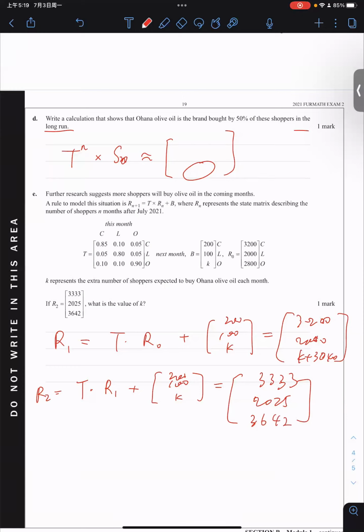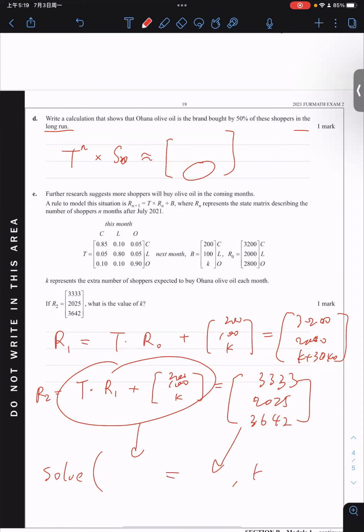All right, use your solve function now because you can have an equation about K. You solve this one equal to the given matrix, comma K, and you can work it out. The K is equal to 200. Nice and clean. All right, nice and clean.